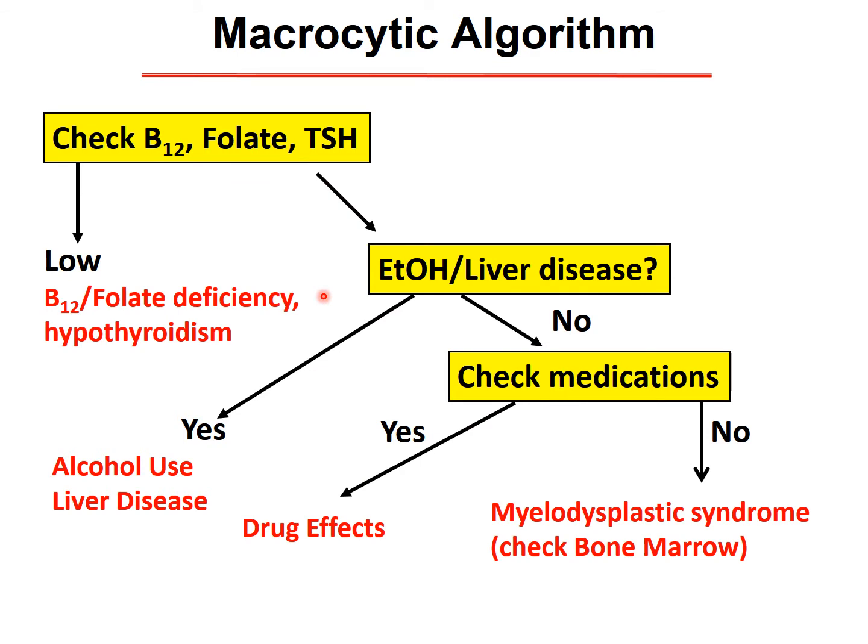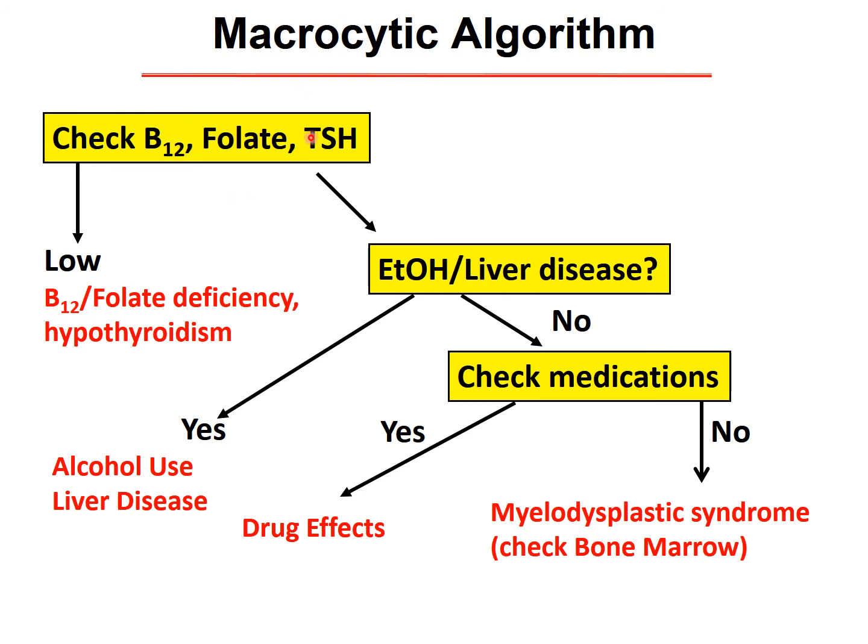Now, how are we going to evaluate a macrocytic anemia? First of all, you should check the level of B12 and folate. If it is low, we do have a megaloblastic anemia. That is called megaloblastic anemia.